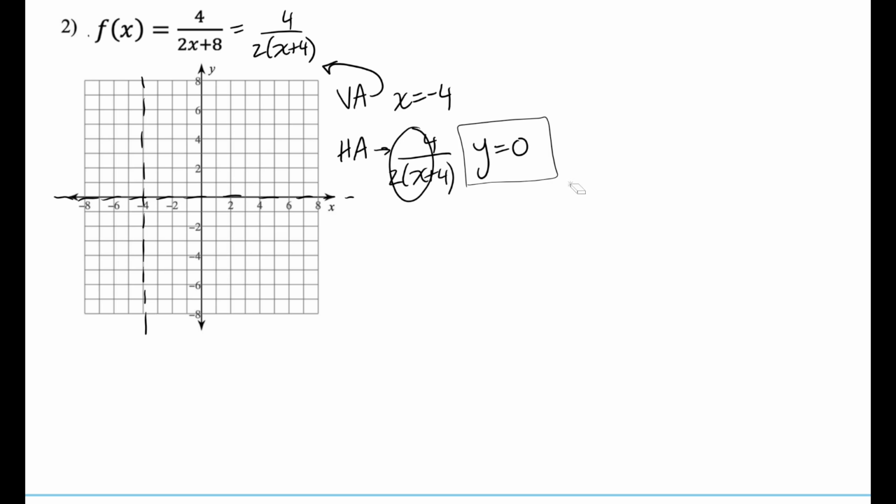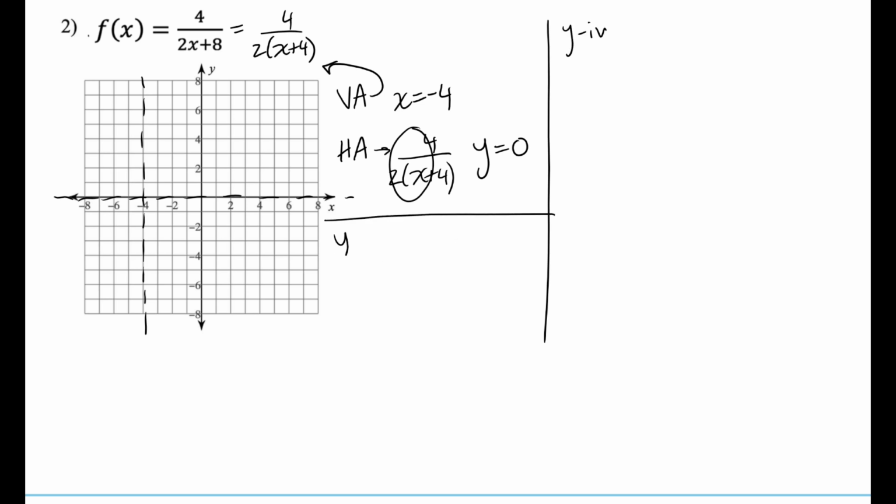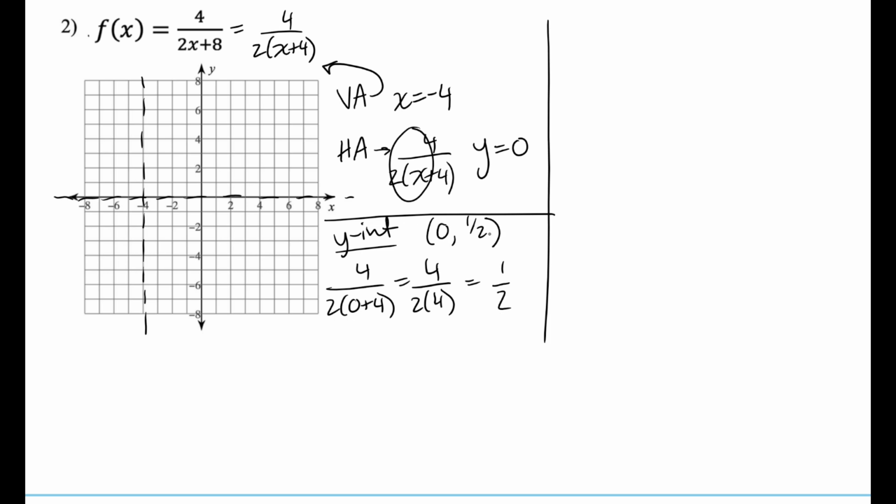Time to get some points. Let's find the y-intercept. Let's do it up here. Okay, plug in 0 for x. I get 4 over 2 times 4, which is 1/2. Okay, so 0, 1/2 will be on our graph.